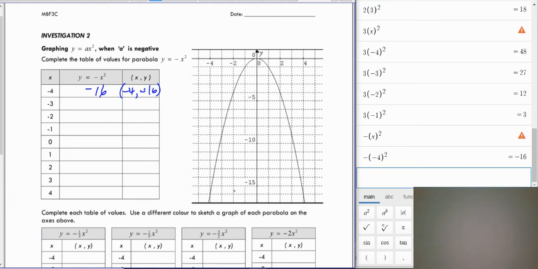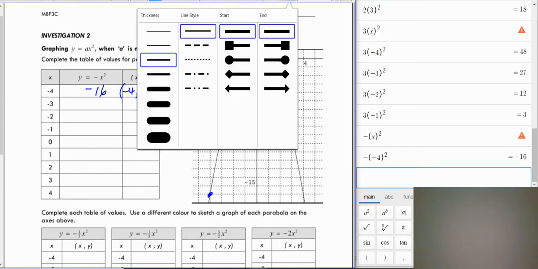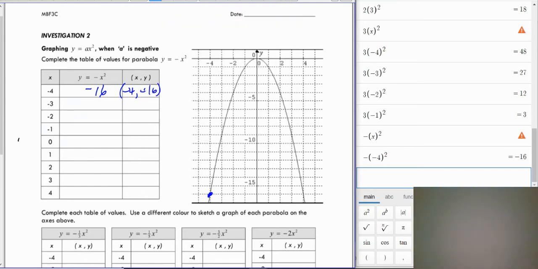16, remember, is right about 1, 2, 3, 4, 5. So 16 is right here, and it matches up with that. I'm going to change my marker to a black one so that we color code properly. Okay, let's do the next one. So we're going to copy this, paste it, and we go negative 3, negative 9.